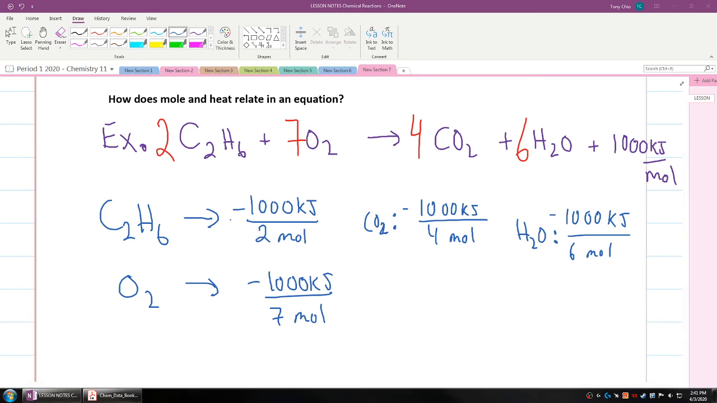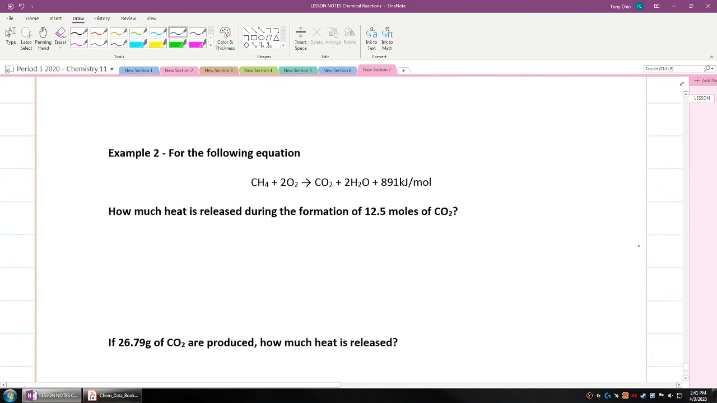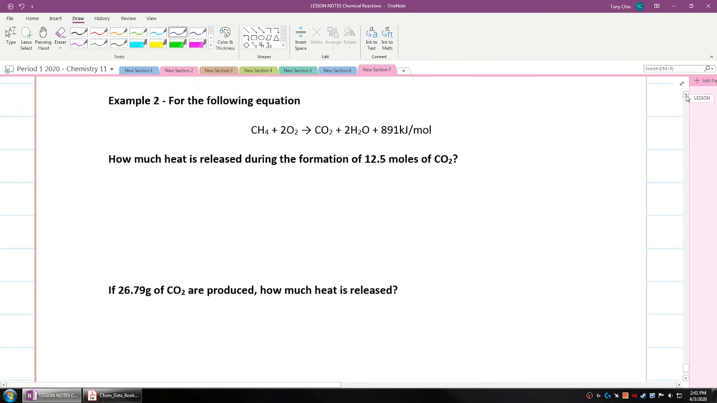Let's see what we get. So let's practice this with this example right here, the one we just talked about, which is the combustion of methane. This is our first question. It says, how much heat is released during the formation of 12.5 moles of CO2? So we want to talk about CO2. We have our 12.5 moles of CO2, and we want to multiply this moles and get us to heat, which is energy. So we have this conversion factor right here to help us convert.